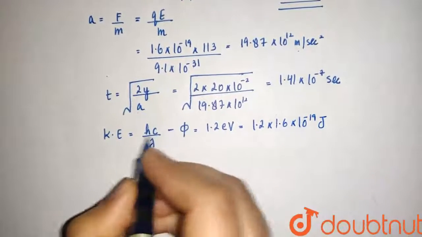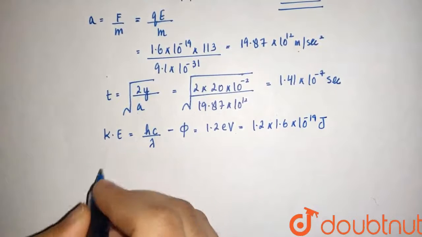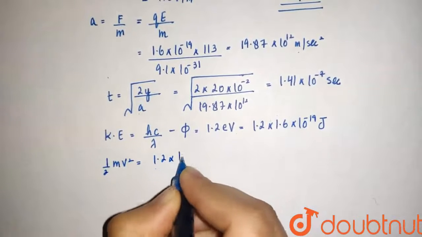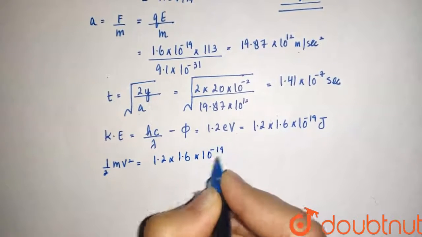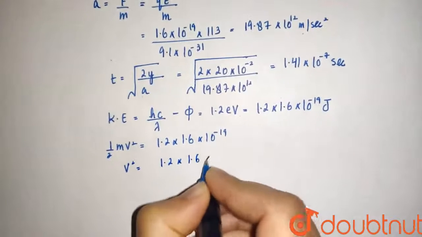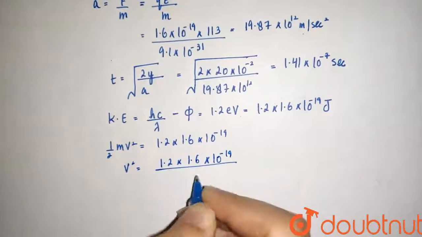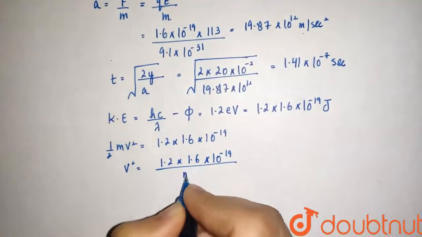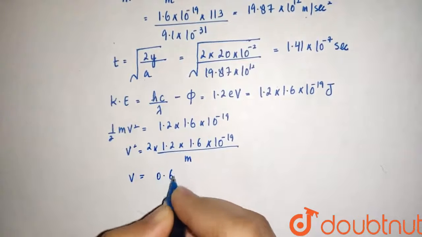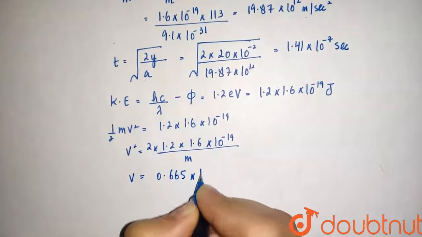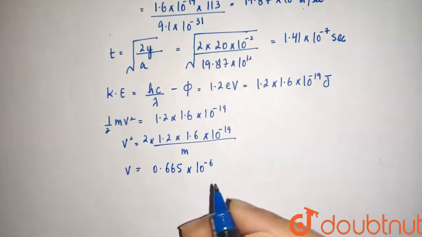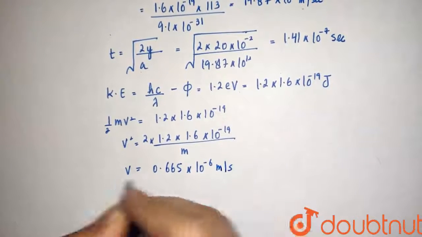Okay, so this is our kinetic energy, and we know kinetic energy is 1 by 2 mv square. That is 1.2 into 1.6 into 10 to the power minus 19. From here we'll get v square is equal to 1.2 into 1.6 into 10 to the power minus 19 divided by mass into 2, where m is 9.1 into 10 to the power minus 31, and v comes out to be 0.665 into 10 to the power 6 meters per second. So this is the velocity.